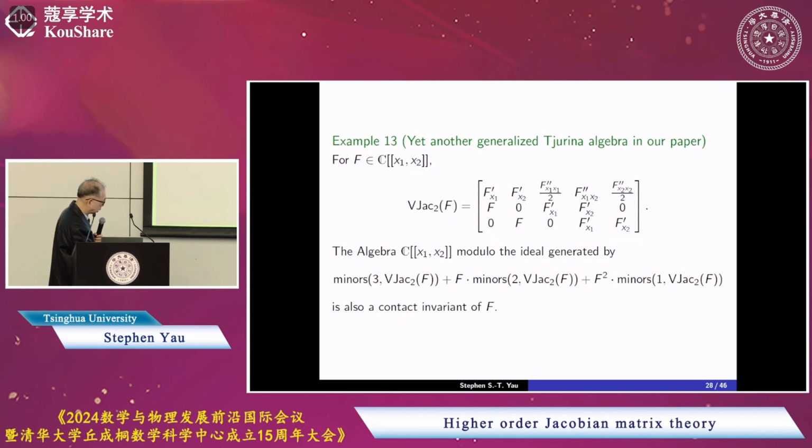For two variables, you can look at this algebra quotient by the 3 by 3 minors, f times the 2 by 2 minors, and f squared times the 1 by 1 minors in this rank 2 matrix. This is also an invariant, and it is different from what we just said. So there are a lot more invariants we can construct involving higher derivatives.